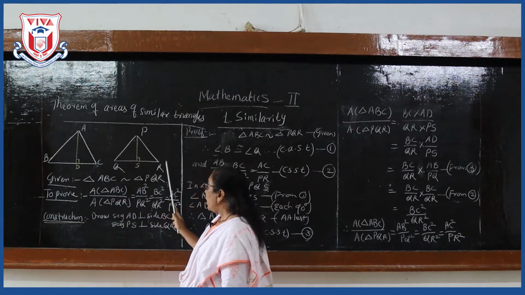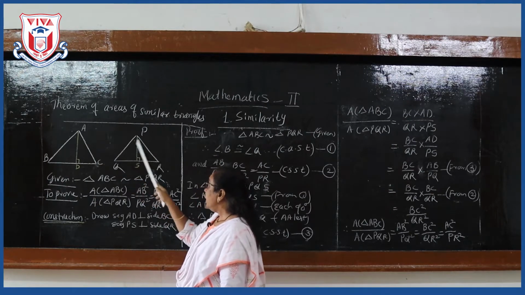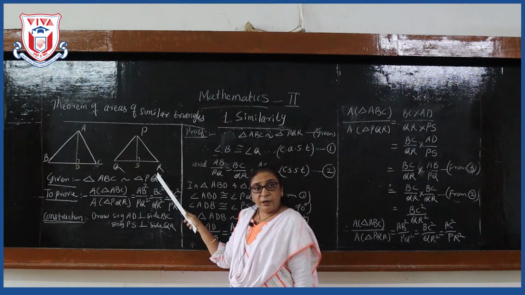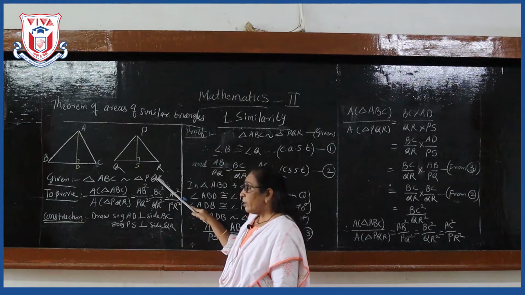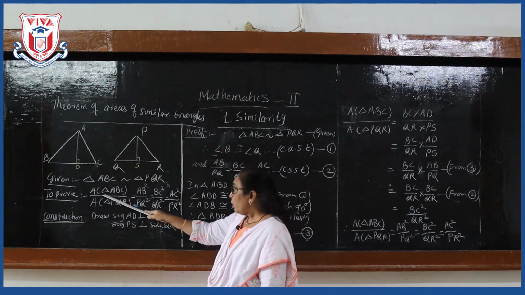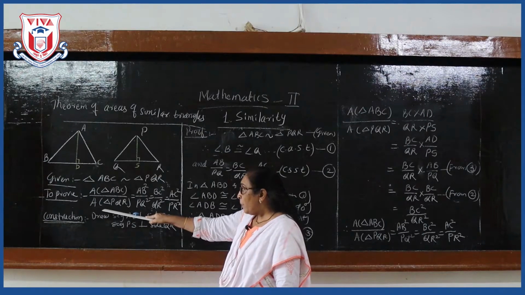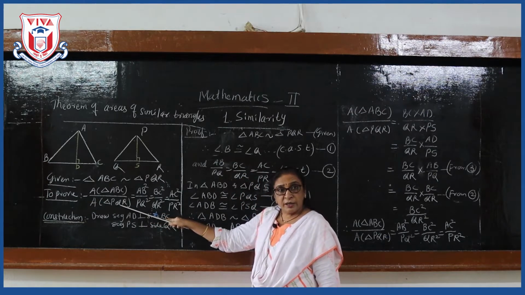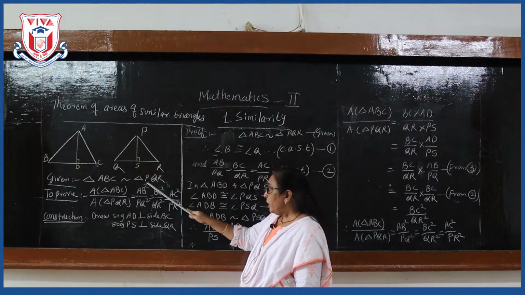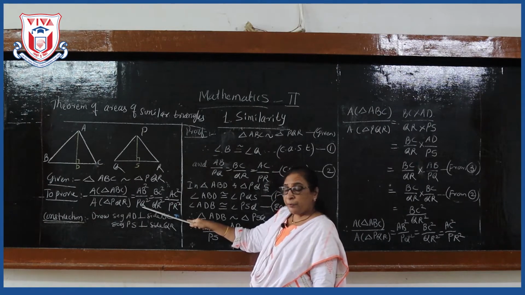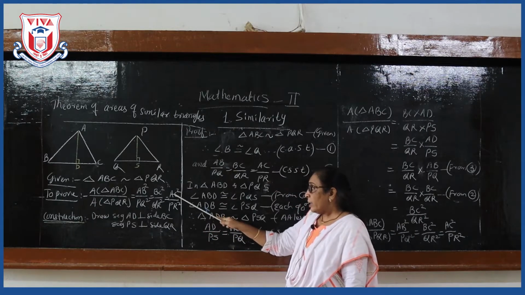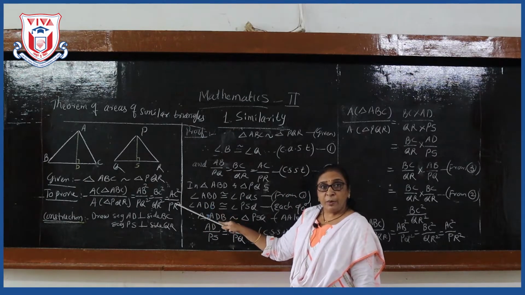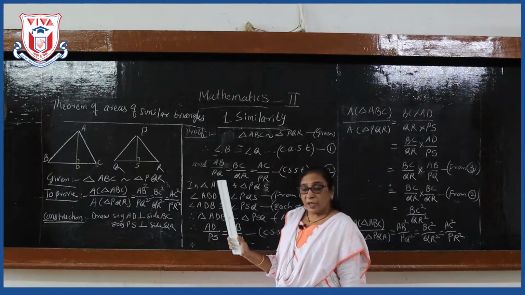Now in triangle ABC and triangle PQR, AB and PQ are corresponding sides. BC and QR are corresponding sides. AC and PR is the third pair of corresponding sides. Triangles are similar, given to us. We have to prove area of triangle ABC upon area of triangle PQR is equal to AB square upon PQ square, is equal to BC square upon QR square, is equal to AC square upon PR square.